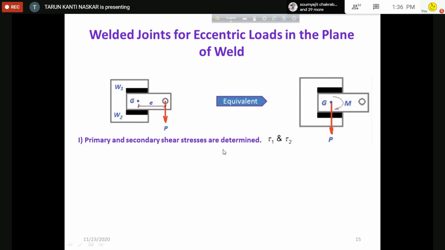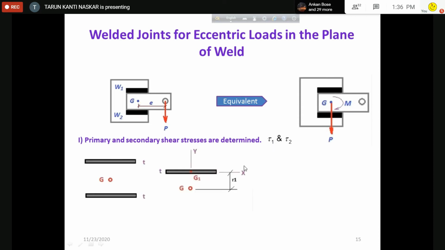Now primary and secondary shear stresses are determined. So we have to consider primary and secondary shear stresses tau1 and tau2. Now how are we finding them out? It is shown in an exaggerated form. This is G, T and T. Now consider one strip, and considering one strip, consider an XY frame. This is R1, this is G1, and this one is G1.